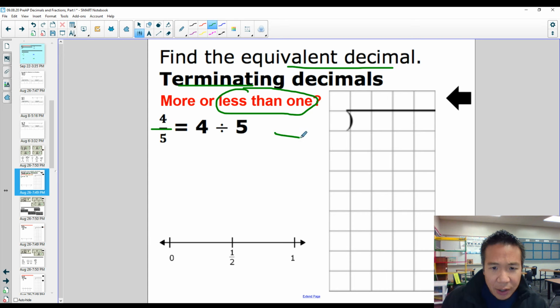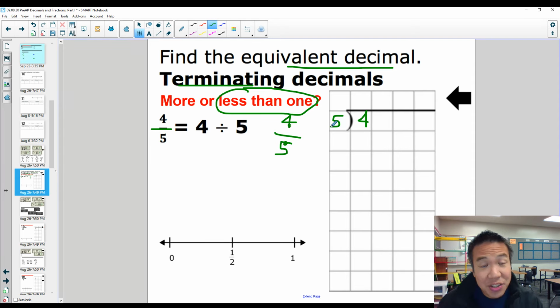Well, let's show you. Here is a division symbol. I replace this dot with the numerator 4. I replace this dot with the denominator 5. 4 divided by 5. So how do I divide it out? So I put a 4 right here. This means divide. I'm dividing among how many friends? 5 friends or 5 groups.